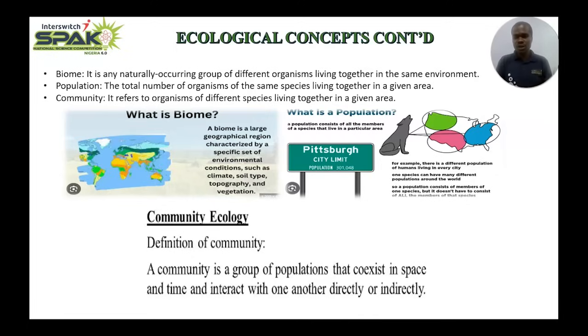For example, there is a different population of humans living in every city. One species can have many different populations around the world. So a population consists of members of one species. A species is a group of individuals that are capable of interbreeding, producing fertile offspring. So a population is actually formed by a species of organism.